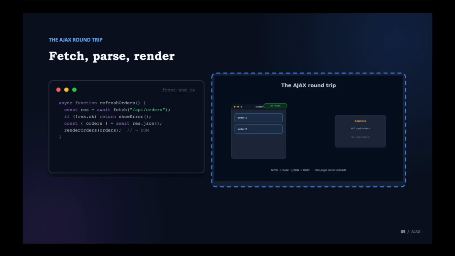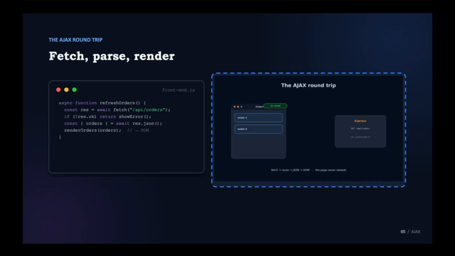So here is the full round trip, the thing the professor draws every time. You open localhost, and Express serves the static index.html, which loads your JavaScript. It calls refreshOrders, which fires a fetch to /api/orders. That request goes back to Express. It checks static, finds nothing, falls through to the route, runs the handler, and sends the JSON back. The browser parses it and renders it into the page, and the page never reloads. This entire loop is what we call Ajax.